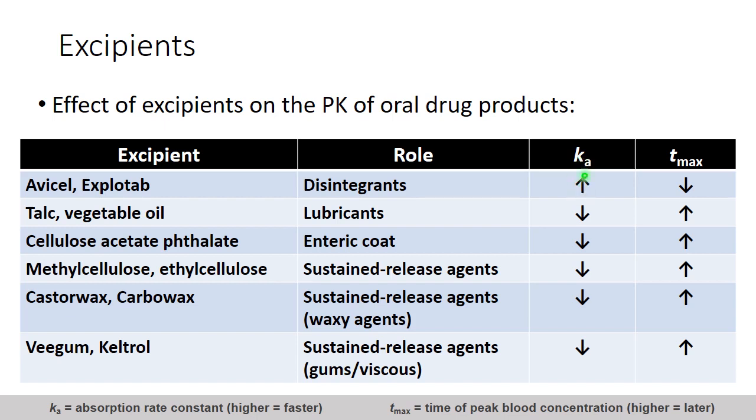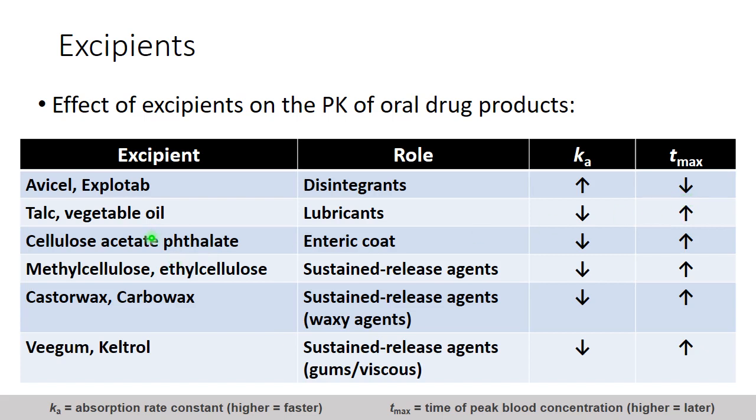So disintegrants force the tablet to break apart faster, which speeds up the absorption and makes the Tmax shorter. All that means is that the time it takes to get to the maximum blood concentration is shorter, so it's much more rapid absorption and an earlier peak concentration. Talc, vegetable oil, or lubricants can sometimes slow down the absorption rate and make it take longer to get to the peak concentration.